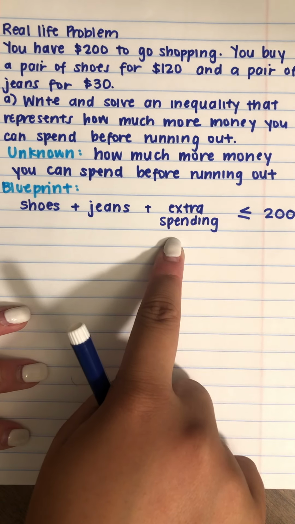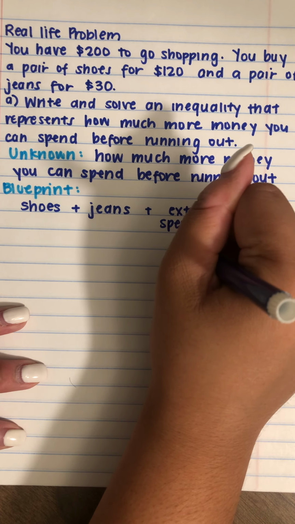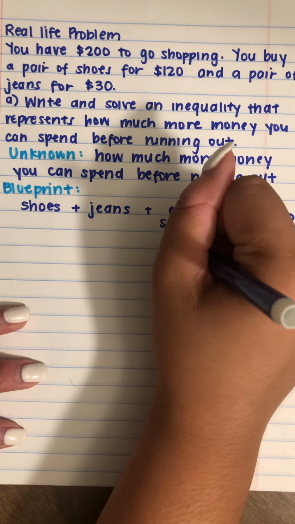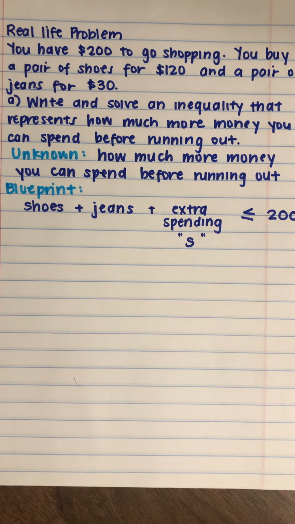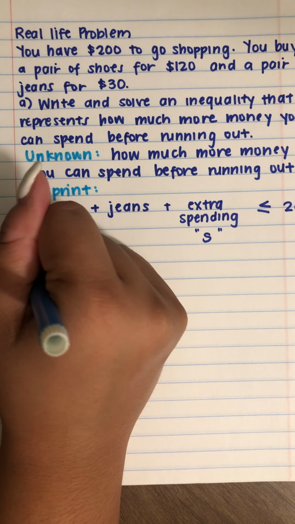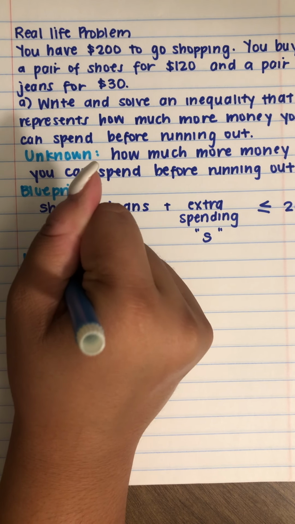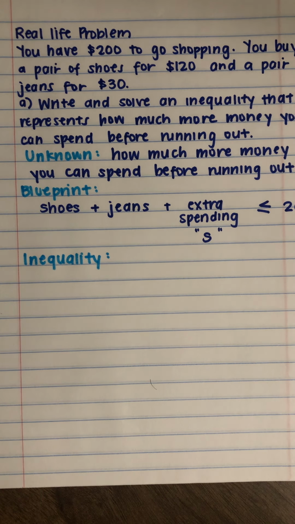Let's come up with a variable for our extra spending. Let's go ahead and call it S. So S is going to be our variable for the extra money that we spend. So now let's come up with the inequality that matches the blueprint that we just came up with.